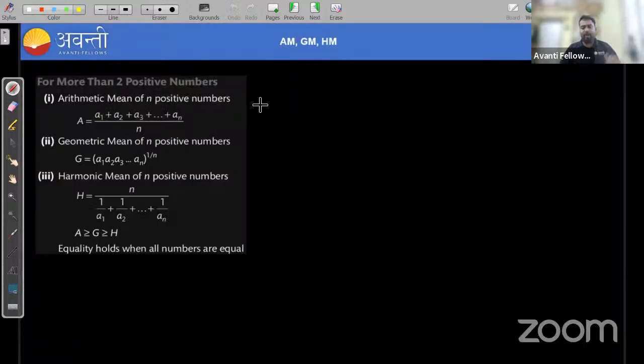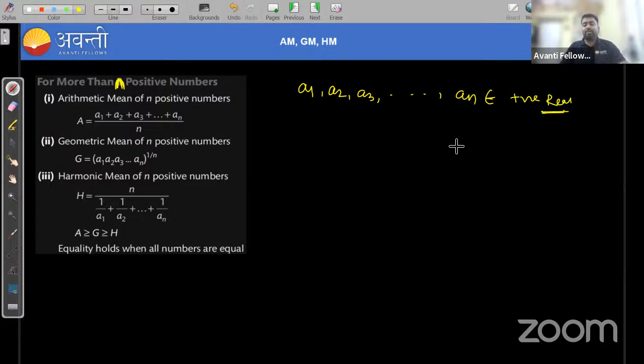Leave this one. Now, arithmetic mean, geometric mean, and harmonic mean. So this is for n positive numbers. Suppose you have n positive numbers, A1, A2, A3 up to An, and you need to find the arithmetic mean. All the numbers are positive real numbers.